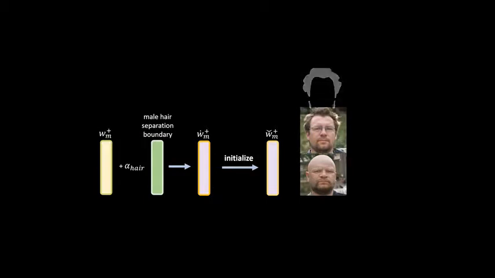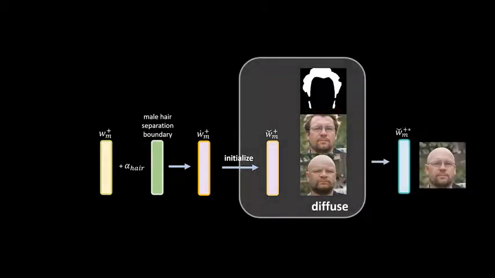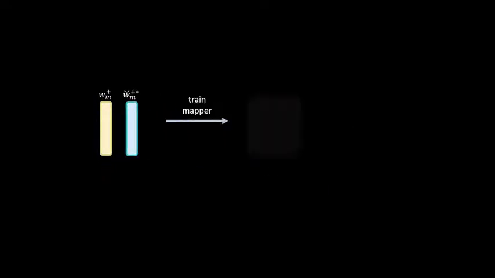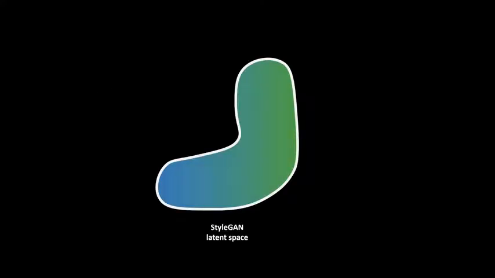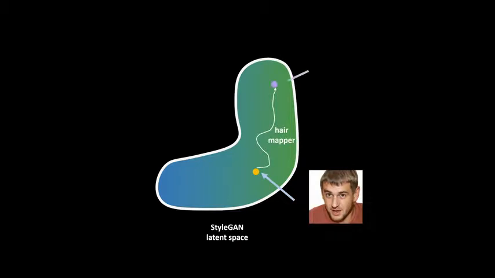In this section, we introduce the male training pipeline. For male portraits with hair, we edit the latent codes of male portrait hair based on the male hair separation boundary to generate a new portrait without hair. Then we diffuse the new portrait with the original portrait to obtain quality paired latent codes under the guidance of HairMask. The paired male latent codes are used to train a male HairMapper. The male HairMapper can find the latent path of hair removal for males while preserving facial identity.